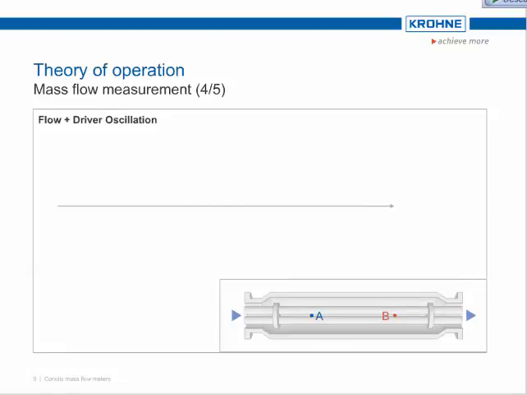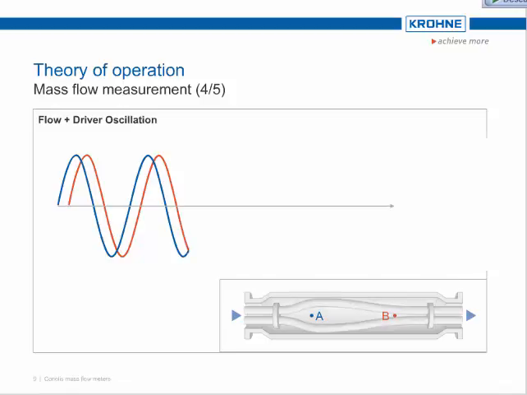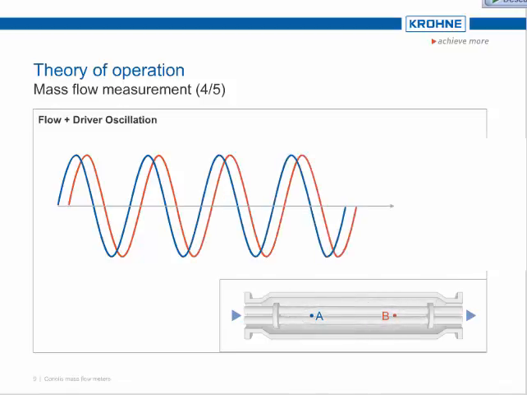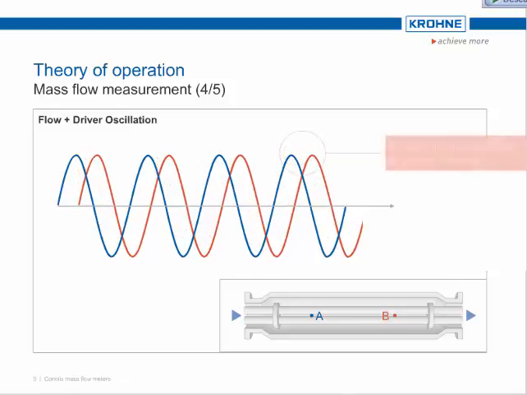We can draw the amplitude of the sensor measurement with time for both sensor A, shown in blue, and sensor B, shown in orange. When the flow starts, there is a time shift between the measurements at sensors A and B. This effect is caused by the deflection of the tube explained previously. The resulting time shift is proportional to the mass flow rate. Therefore, as the mass flow rate increases, so the time shift increases.